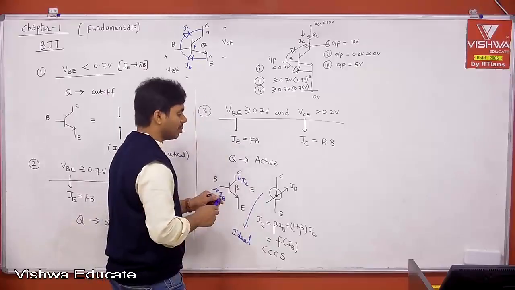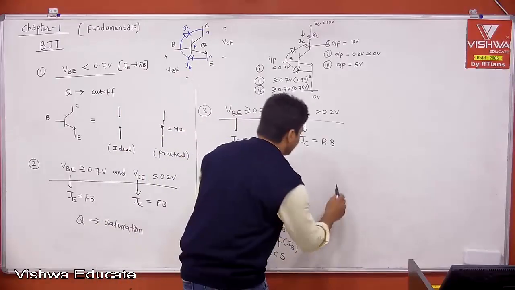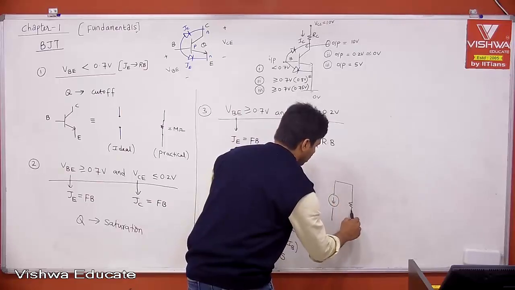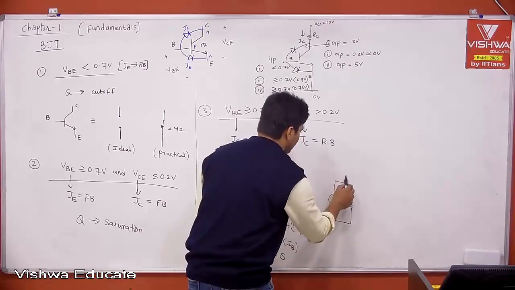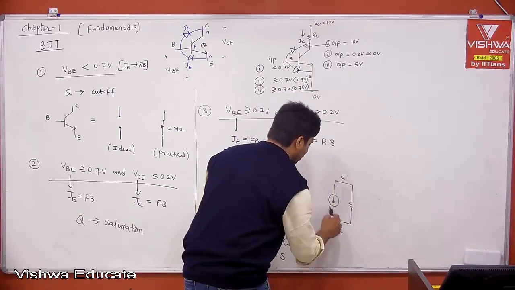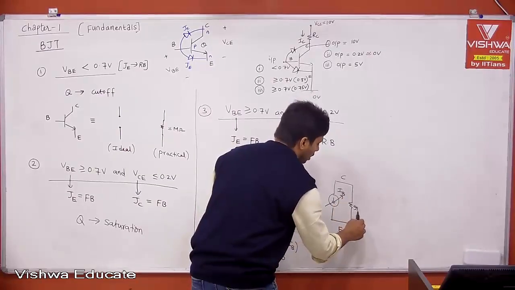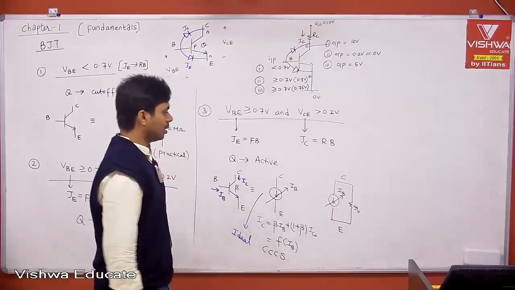Now, let me give you the practical model, which is the practical current source. People represent it as a current source, but with some resistance. This is nothing but the practical current source. This is the collector, this is the emitter, but this is controlled by your IB, and this is your output resistance, let us say small r0.